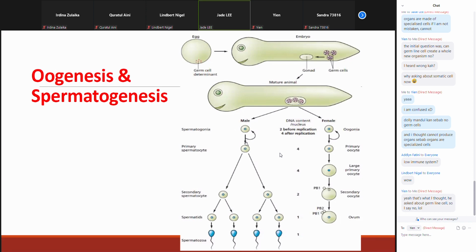If you look at male and female gametogenesis, oogenesis and spermatogenesis are slightly different. From a primary spermatocyte, you can successfully get four mature spermatozoa. But for oogonia, at the end they only have one mature ovum, compared to four mature spermatozoa from a primary spermatocyte. The other three cells will degenerate, so they are left with one ovum. That's the difference between oogenesis and spermatogenesis.